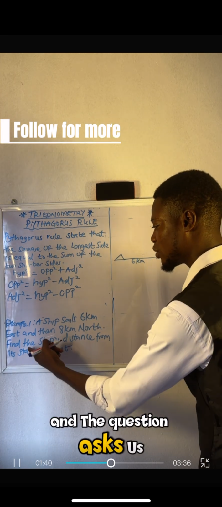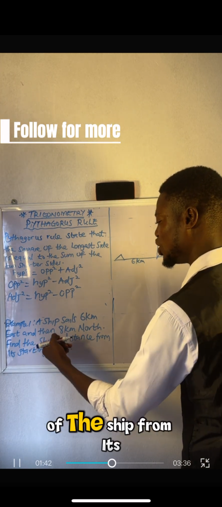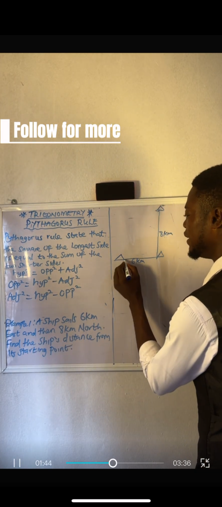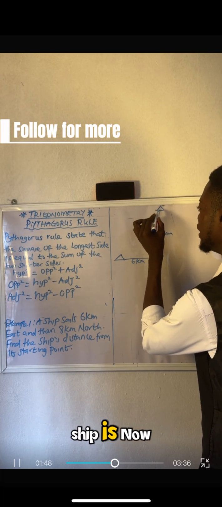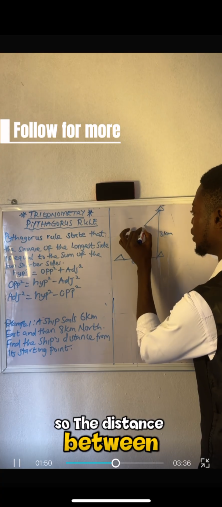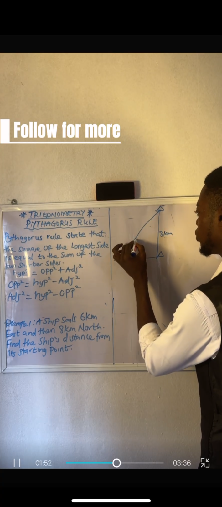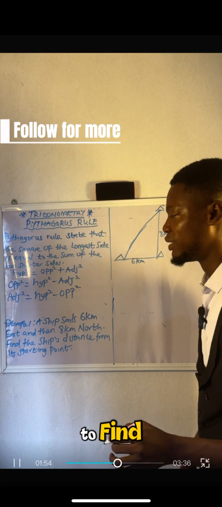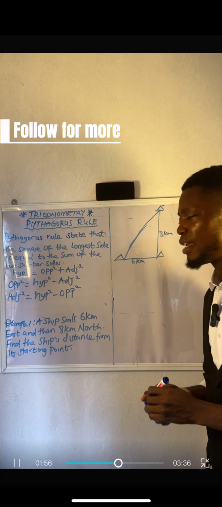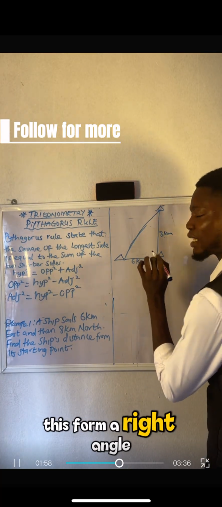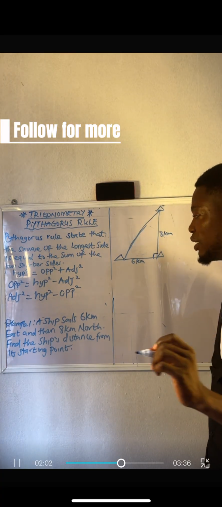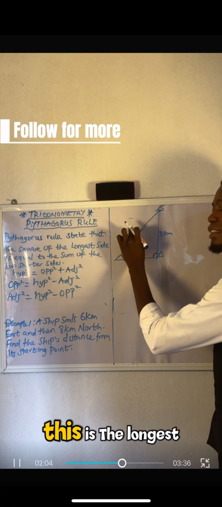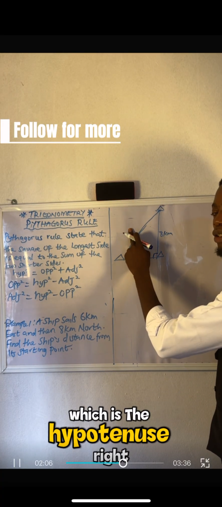And the question asks us to find the distance of the ship from its starting point. This is where the ship starts, and this is where the ship is now. So the distance between the two, that's what they ask us to find. So now from here, this forms a right angle triangle. This is the right angle sign, right? So automatically this is the longest, which is the hypotenuse, right?